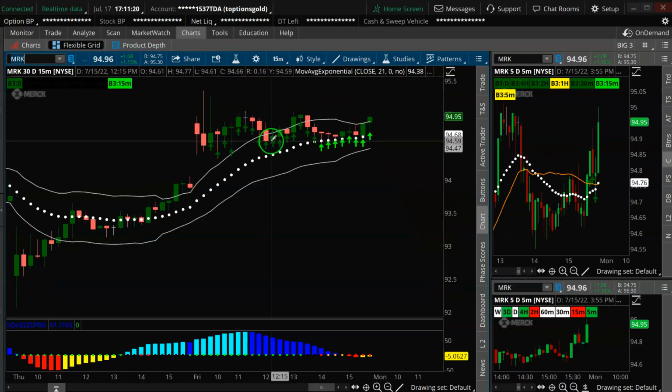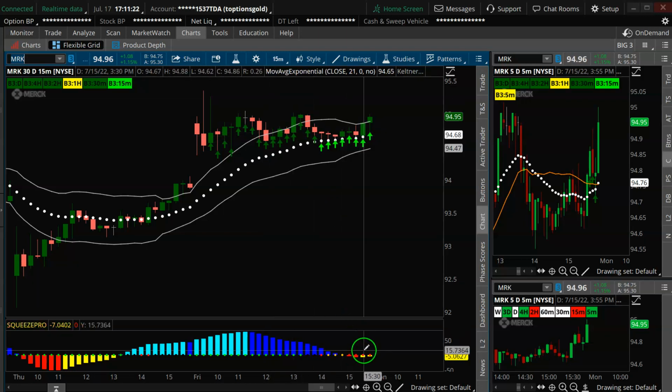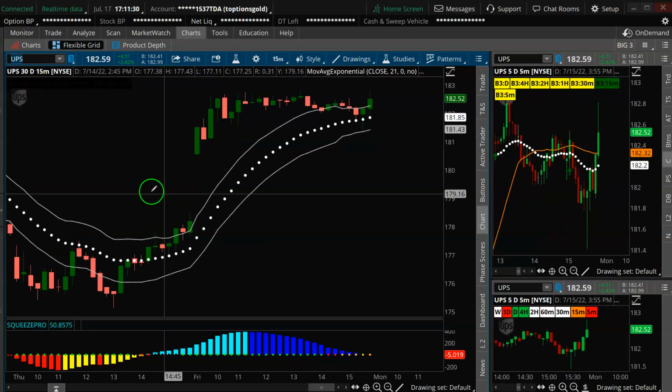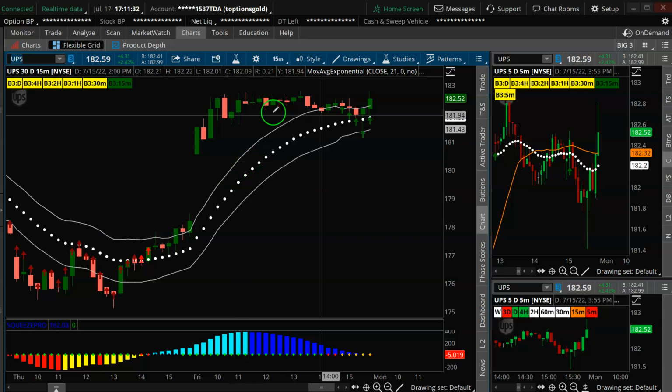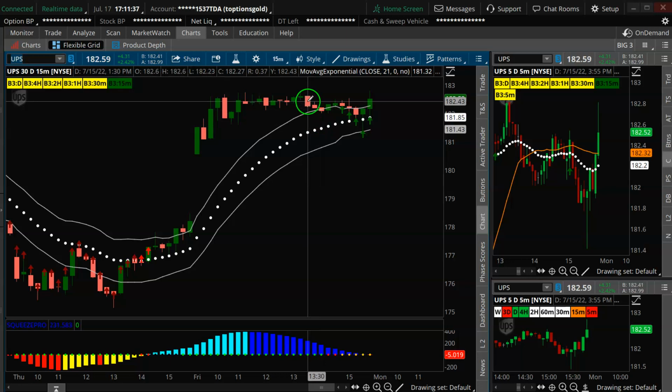Next up is MRK. Alright, mid-compression squeeze, green buy signal. Mwah. Chef's kiss. MRK goes on to the watch list. Then you got UPS here. Now it's a high compression squeeze. But it still fits all the bullish criteria, so we're getting the dark green arrow. So UPS goes on the watch list.